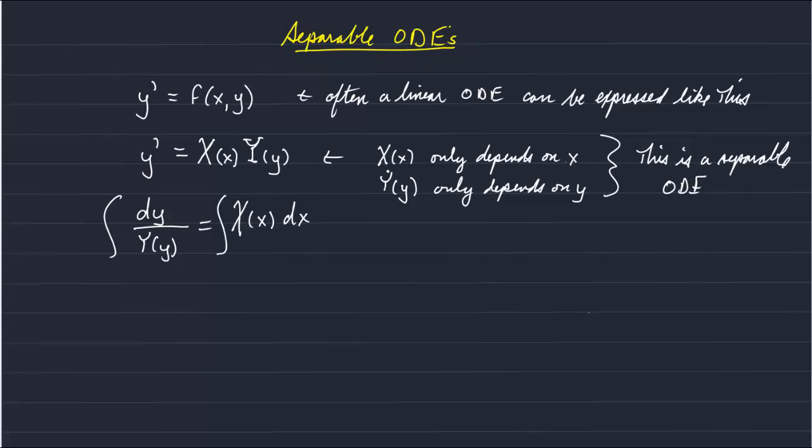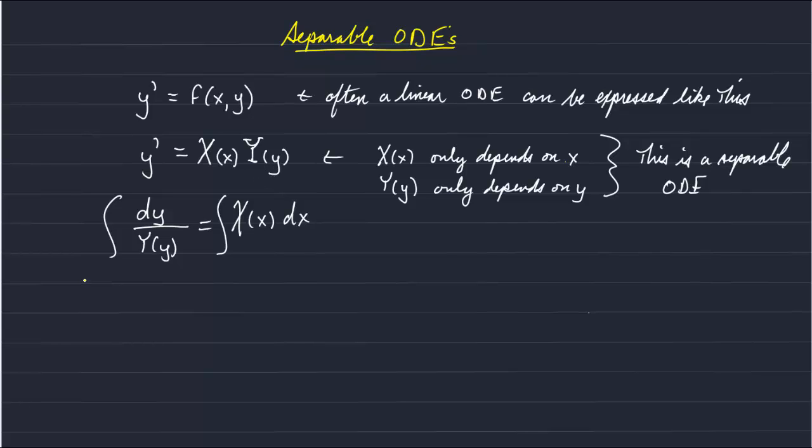So this is the definition of a separable equation, and to recognize them, you just need to recognize that you can break this right-hand side into the product of two functions, one only dependent on x, and the other only dependent on y.